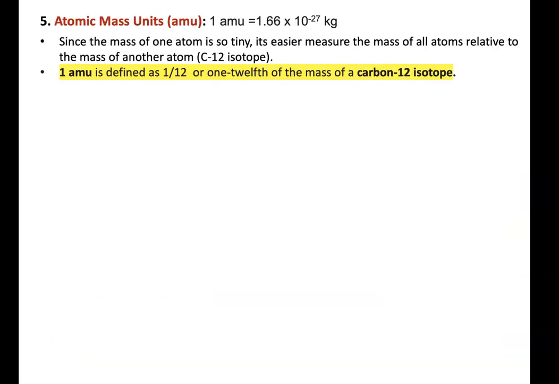So number 5, atomic mass units. One atomic mass unit is a very tiny value, as you can see here. Since the mass of an atom is so tiny, we measure the mass of all atoms relative to the mass of a carbon atom with a mass of 12. This is called the C-12 isotope. One atomic mass unit is defined as 1/12 of the mass of a carbon-12 atom.